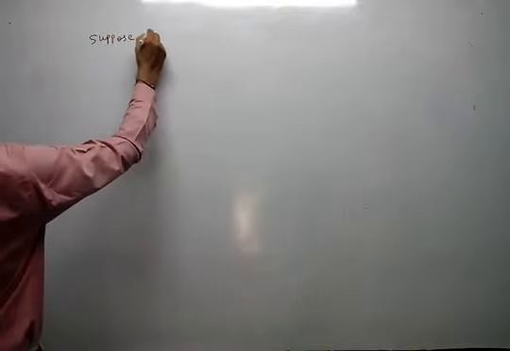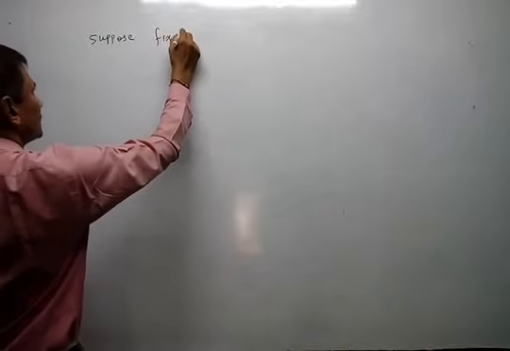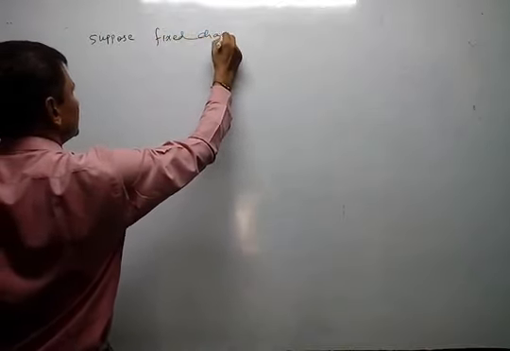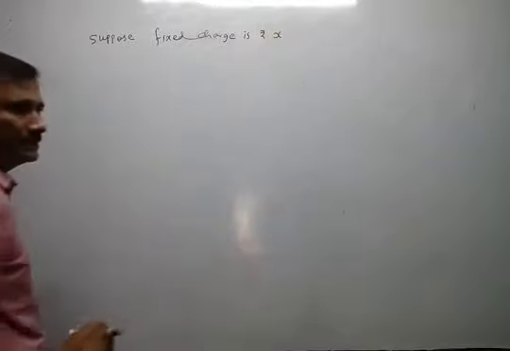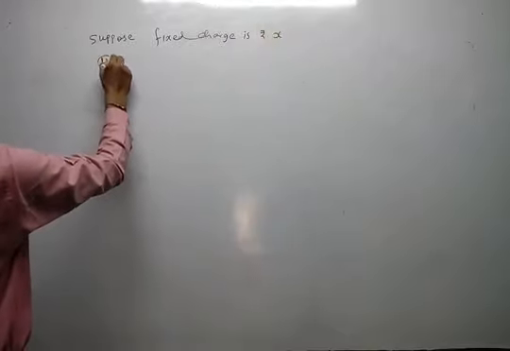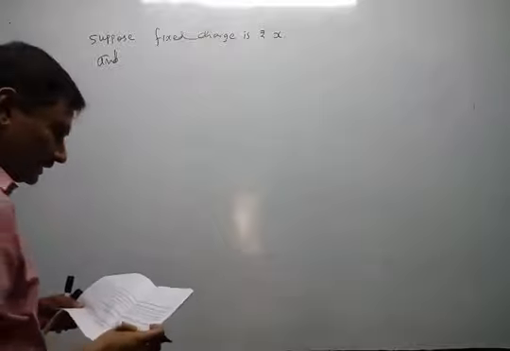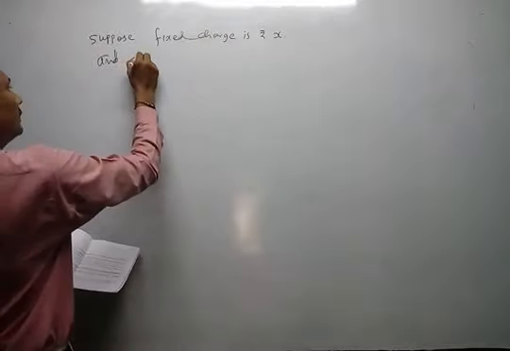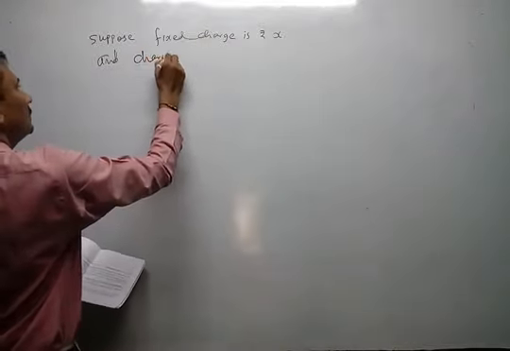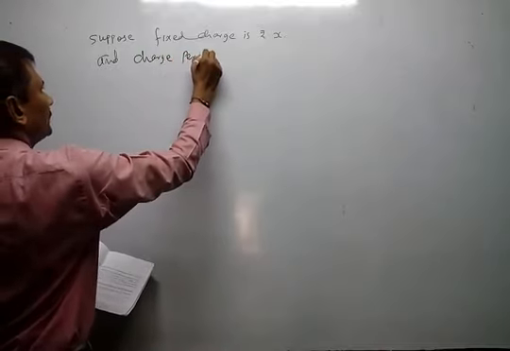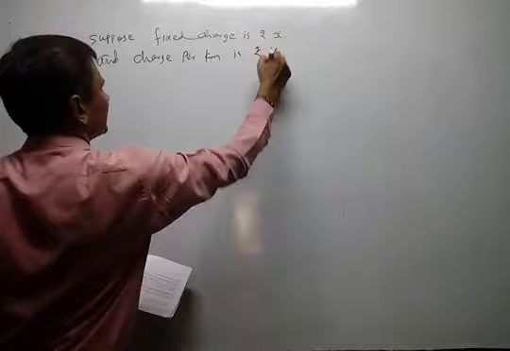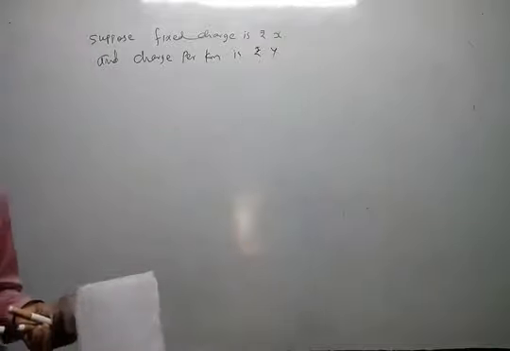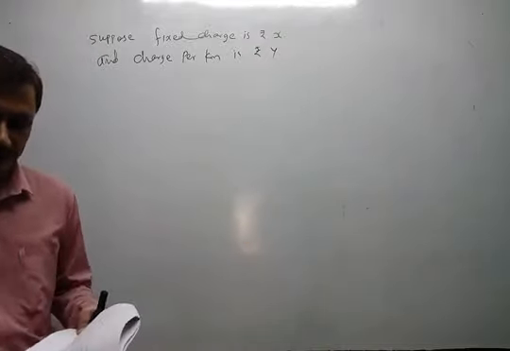So supposition must be clear. Suppose the fixed charge is rupees x, with unit. And the variable charge, or charge per kilometer. Per kilometer means the charge for 1 kilometer is rupees y. So we suppose these two things.